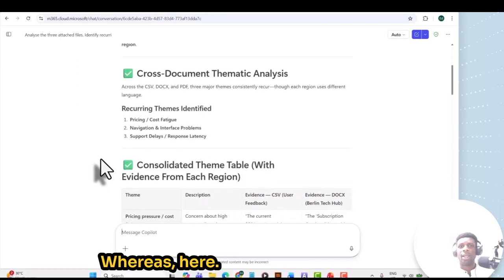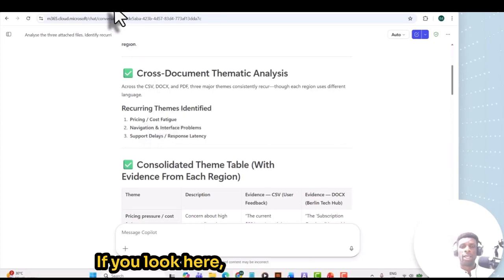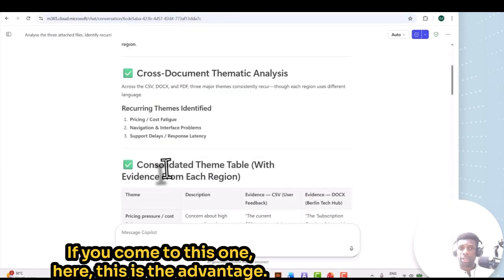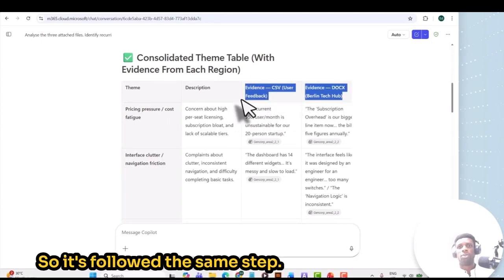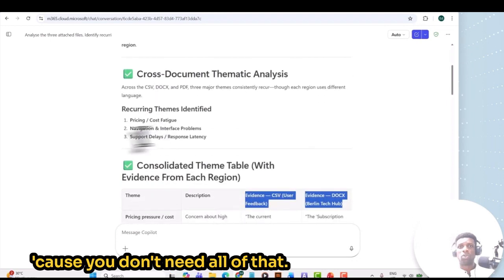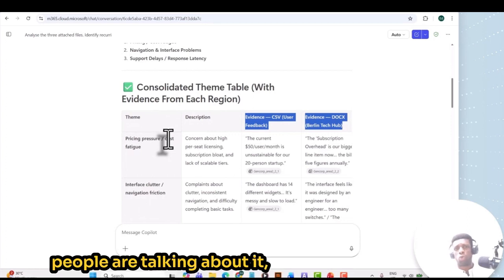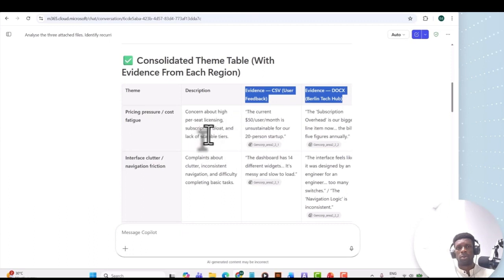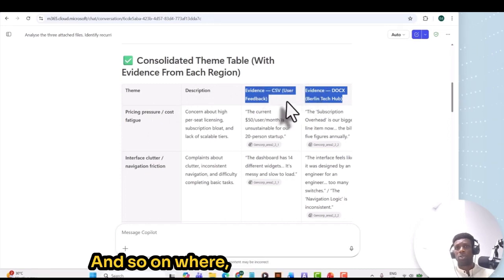Whereas here, first of all, it goes specific. Now it's saying the same things, but how is this different from the next one? If you look here, all that information is added there. If you come to this one here, this is the advantage. So it's followed the same steps. It's gone through the steps because you don't need all of that. You probably know that already. But you want to see how people are talking about it in the different files and the source. So you get a theme, you get a description, you get the evidence, and so on.